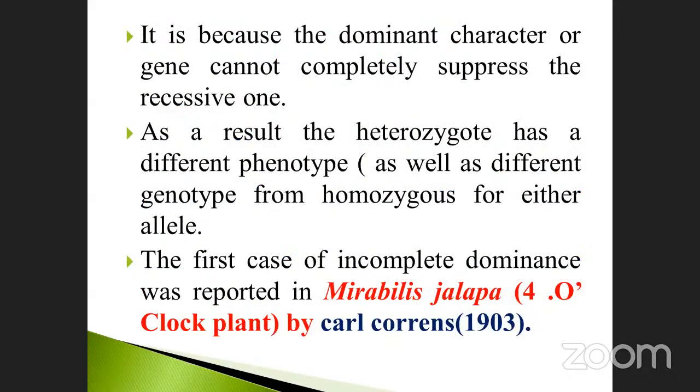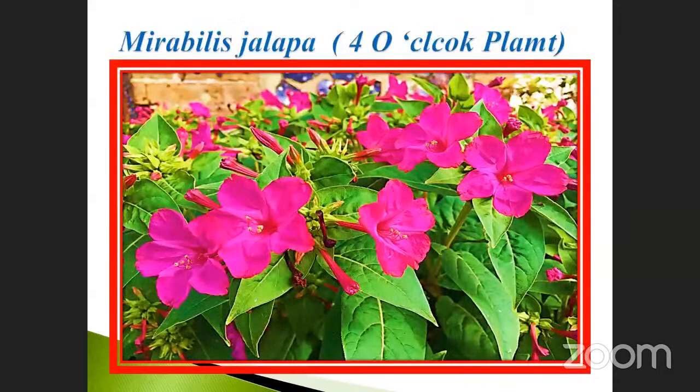Which one is an example? Already in our Mirabilis jalapa, I mentioned the four o'clock plant. This was crossed and tested by the scientist Carl Correns in 1903. Okay. He got the sample. This is the plant. I told you, the Mirabilis jalapa, the four o'clock plant. We already saw that.